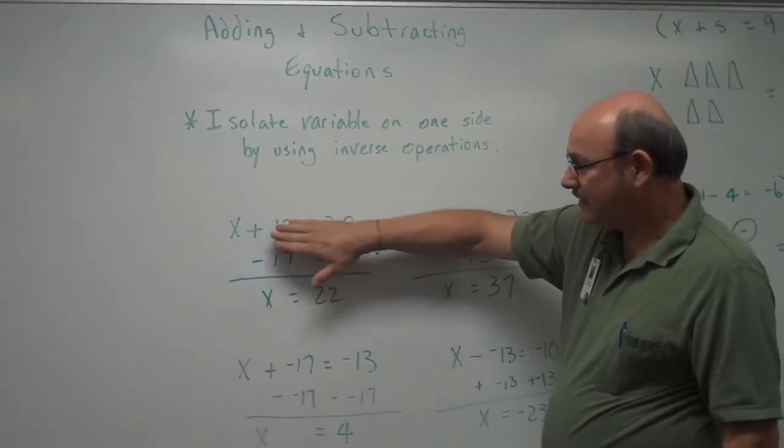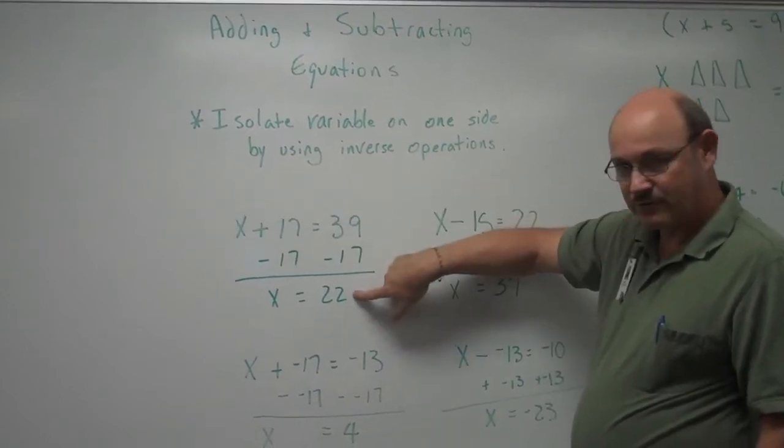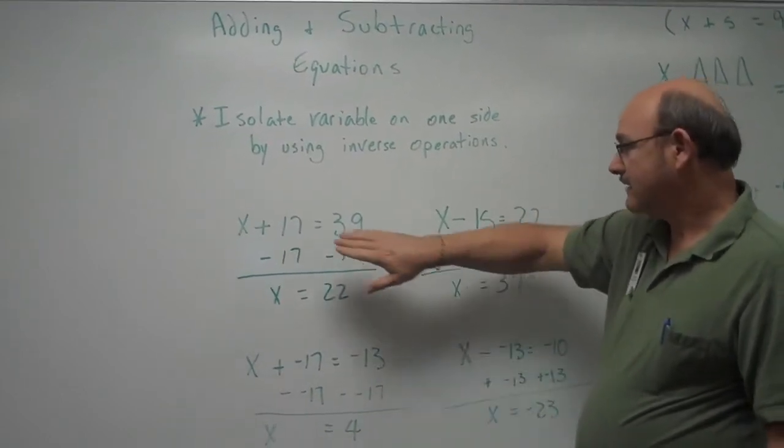Plus 17 minus 17 cancels out, leaving just x. 39 minus 17 is 22. Okay, so that's an addition problem.